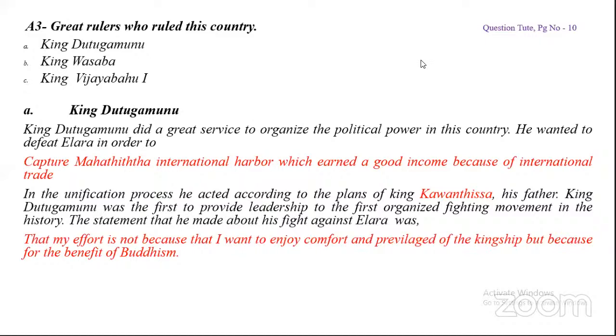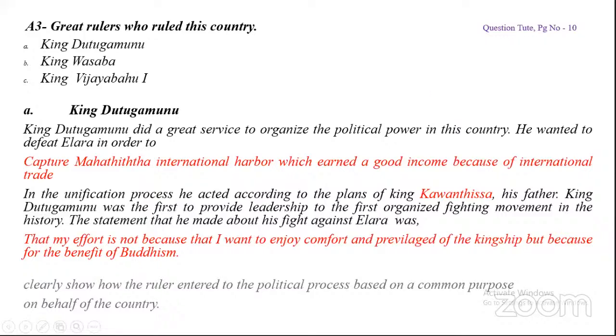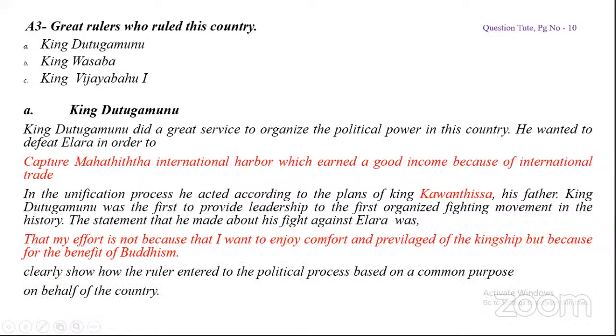No need of neat handwriting actually, but it must be clear, okay? So in the unification process, he acted according to the plans of King Kavantissa, his father. That's not true, but even so we write in that way. King Dutugamunu was the first to provide leadership to the first organized fighting movement in history. The statement that he made about his fight against Elara was that my effort is not because I want to enjoy the comfort and privileges of kingship, but for the benefit of Buddhism. Now this is what you have to write here.